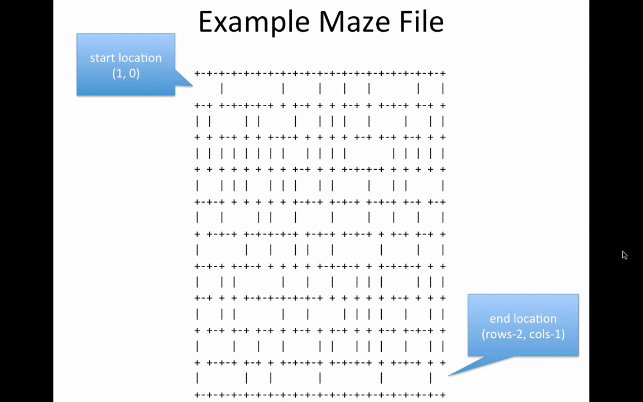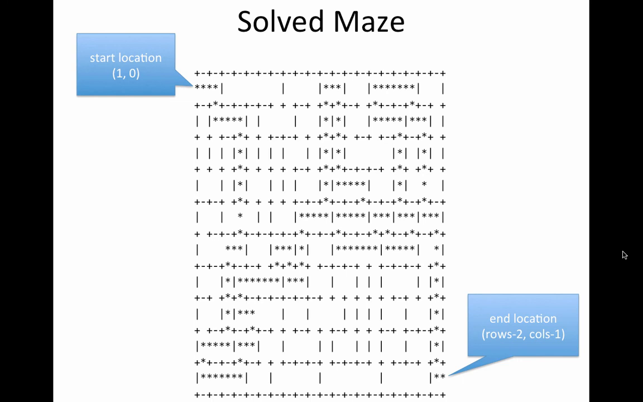Here is an example maze file. You can see that the start location is the 1, 0 location, while the end location can be defined in terms of the rows and the columns of the maze. And here is how the path in the solved maze looks. We have filled in with asterisks.